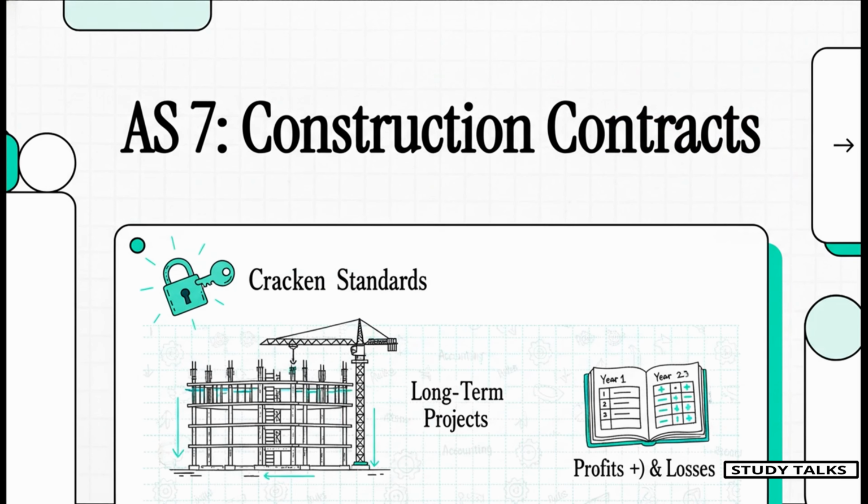And that's exactly what we're diving into today. We're going to crack open AS7, all about construction contracts. This is the standard that gives us the playbook for handling these massive long-term projects, so we can book our profits and losses the right way year after year.